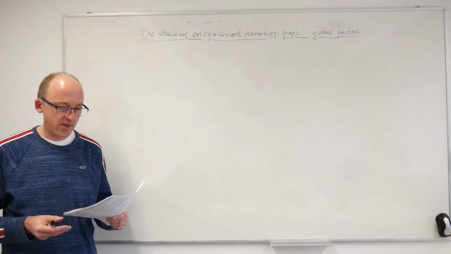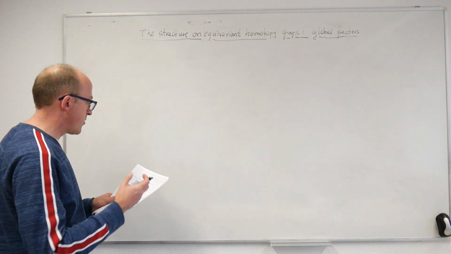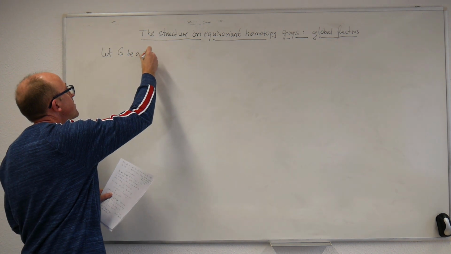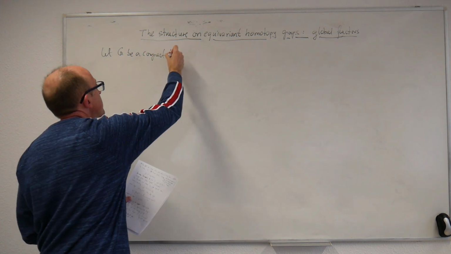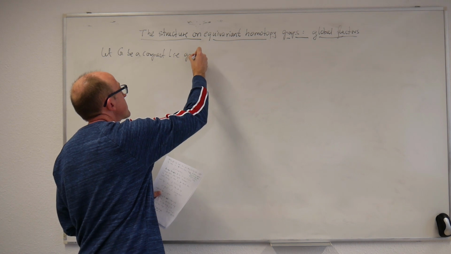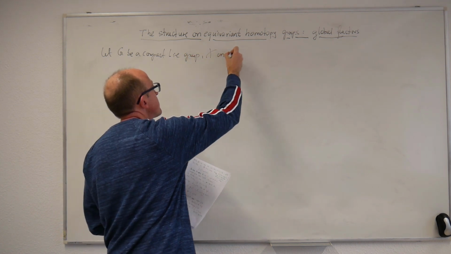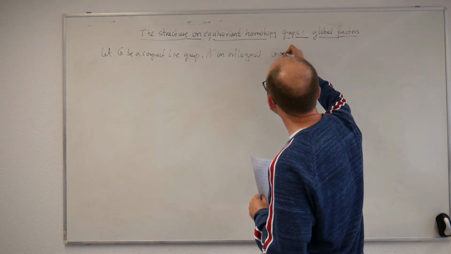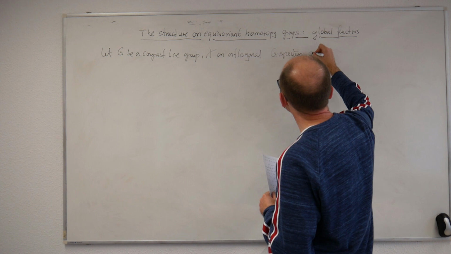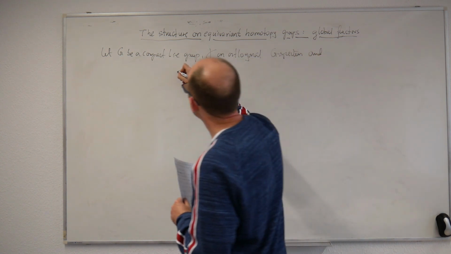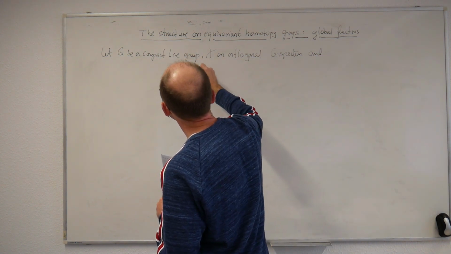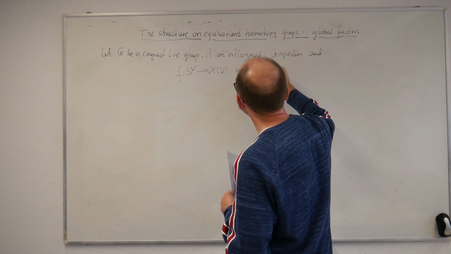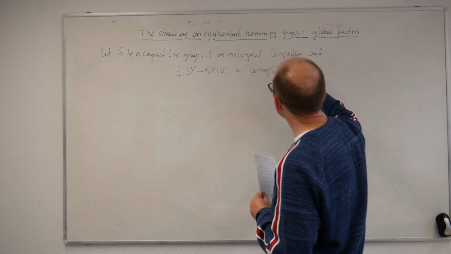fixed compact Lie group. Namely, suppose we're in the following situation, so let G be a compact Lie group, X an orthogonal G-spectrum. And then we have a G map, f, from S^V to X(V), a G map for some G representation V.